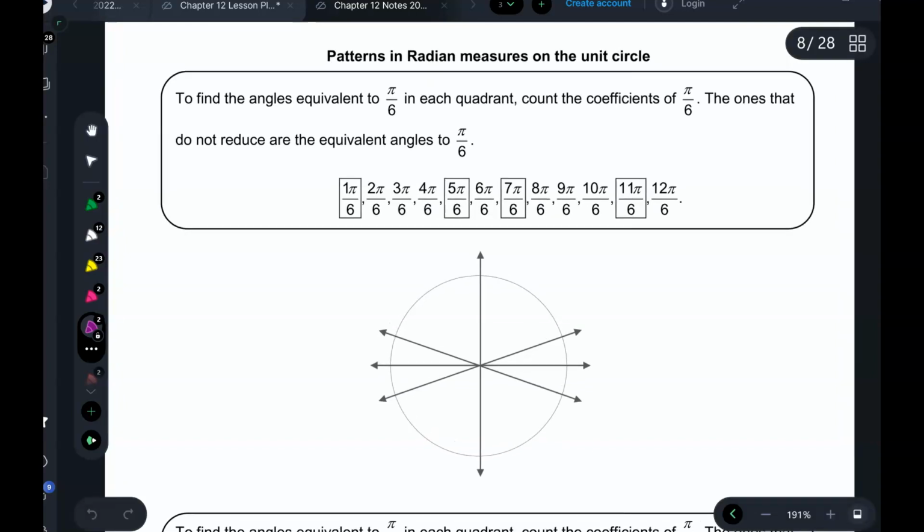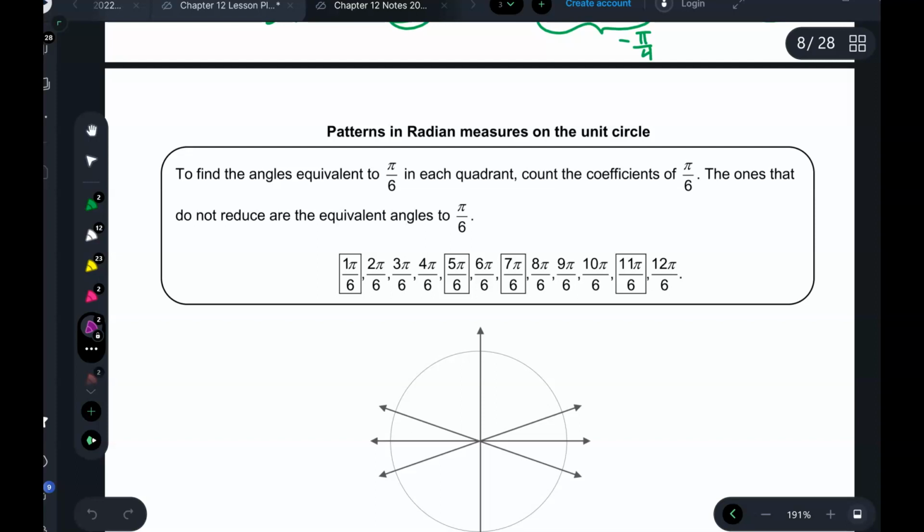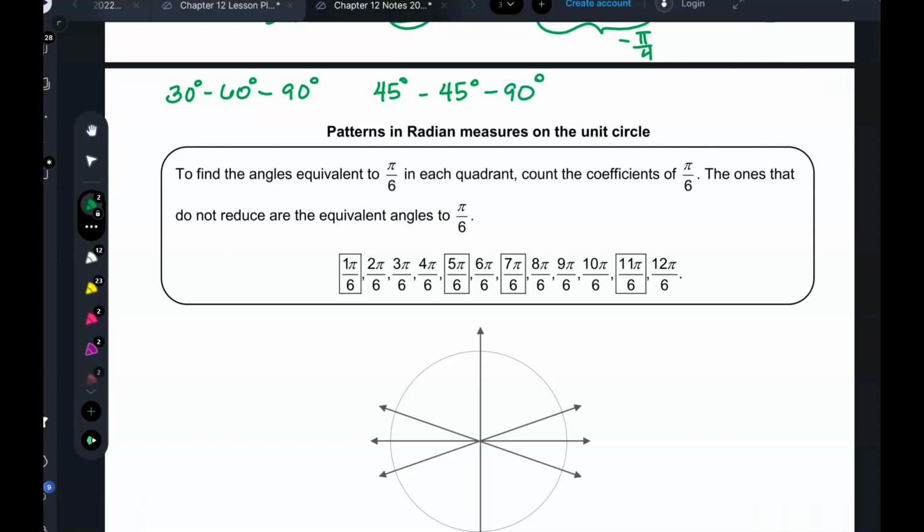Special angles. Now, you should remember there were two special right triangles that you learned back then. You had a 30, 60, 90. And the other one was 45, 45, 90. Wasn't it one of them like 60, 60, 60? No, not isosceles. Well, this one is isosceles because the two base angles are congruent.